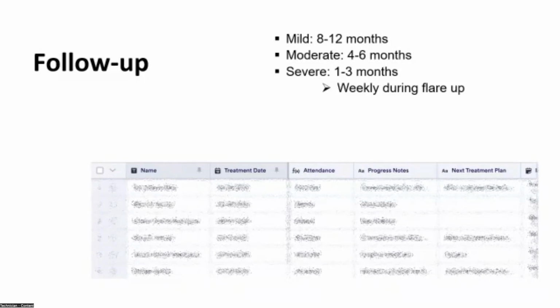And so depending on how severe it is, this is just what I do, but you guys can find something that works for you. So if the patient is mild, I like to see them every 8 to 12 months. If they're more moderate, every 4 to 6 months. And then severe, I'll see them every month or more, sometimes every 2 weeks, especially if I'm doing a treatment. Obviously, I do multiple sessions, and so I'll see them more often.